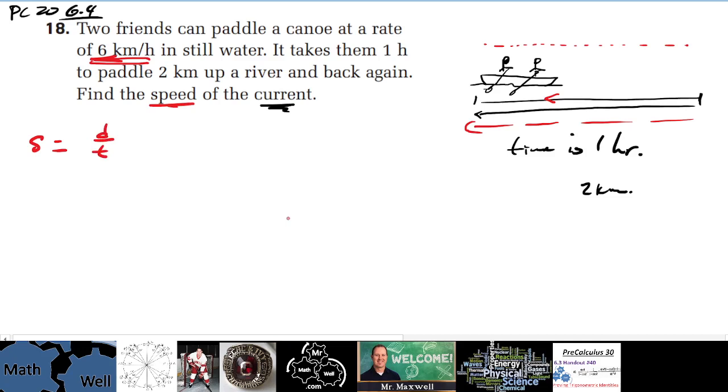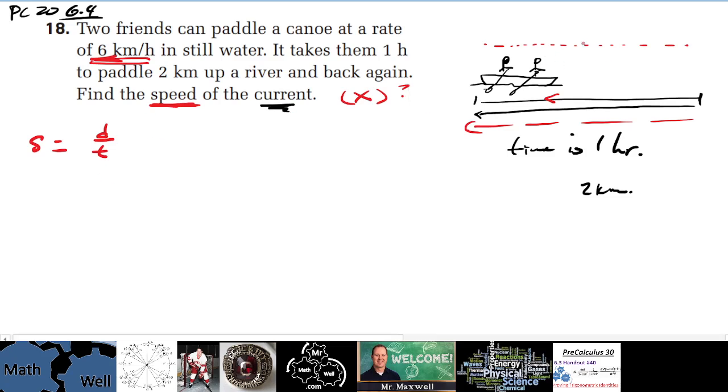So what we need to do is we need to figure out the speed going up is going to be speed 1, and the speed coming back is going to be speed 2. The speed of the current. How can we let the speed of the current be x or a variable? How can we do that? How can we let the speed of the current be a variable? Any ideas?